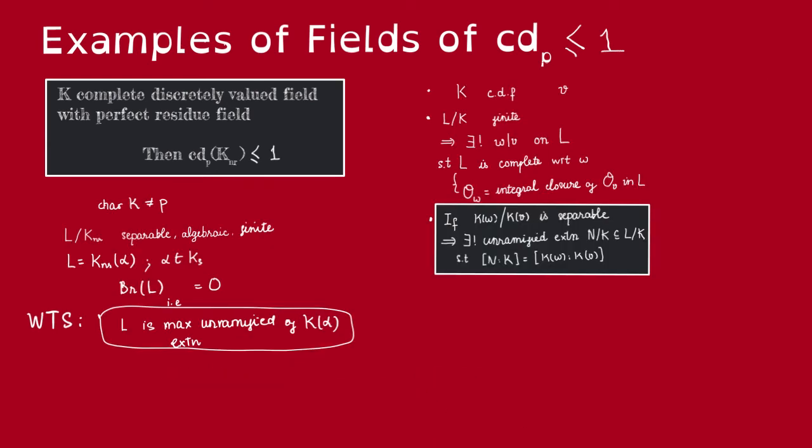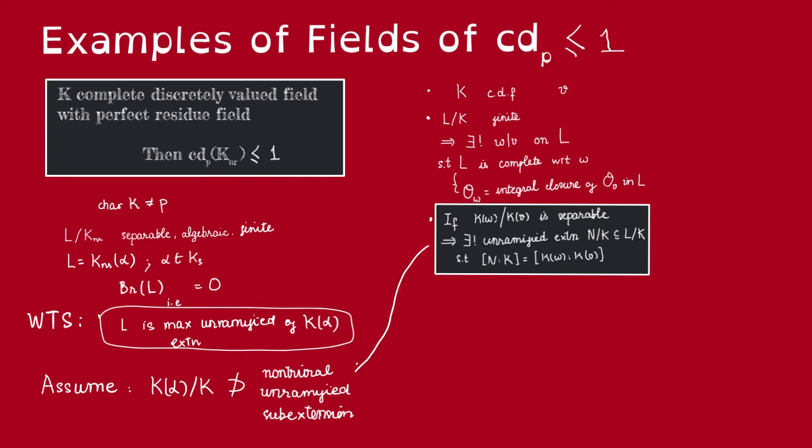Well, we lied a little bit because, as is, L is not necessarily the maximal unramified extension of K(alpha). However, it will be if we add this assumption, if we assume that K(alpha) over K doesn't contain any non-trivial unramified subextension. Why can we make this assumption? Well, here we need to review a little bit about the theory of discrete valuations. The fact that we can make this assumption comes from the following proposition.